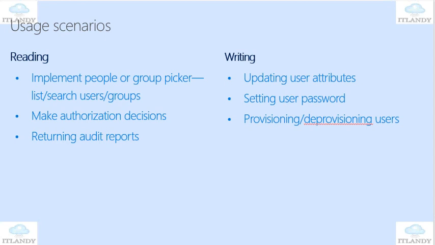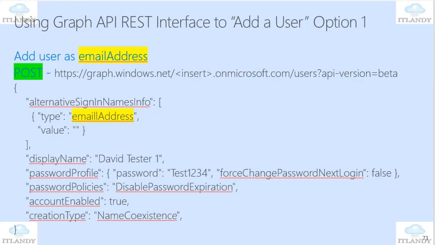What are the scenarios? Reading: returning audit reports, making authorization decisions, implementing people, group, picker, list, and so on. Writing: updating user attributes. This is a crucial part. Password and provisioning. Some of these examples: using the Graph API REST interface to add a user.